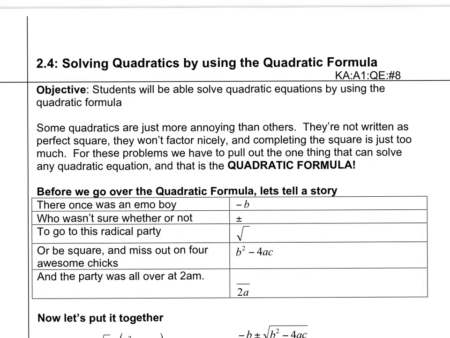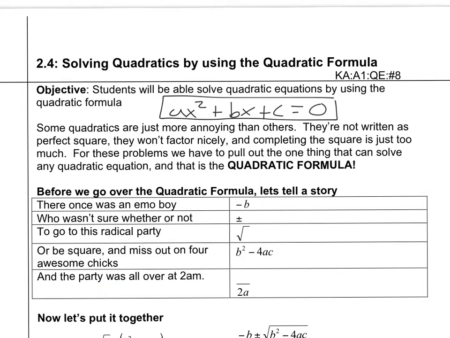We can always get it into what we call standard form. Let me talk about that real quick. Standard form is ax squared plus bx plus c equals 0. So we can get it to standard form, and then we can use the quadratic formula. Before we talk about the quadratic formula, I'm going to tell you a story, because if you can remember this story, you can remember the quadratic formula.